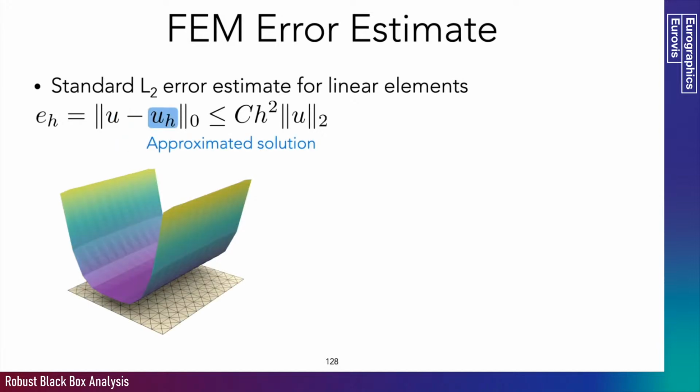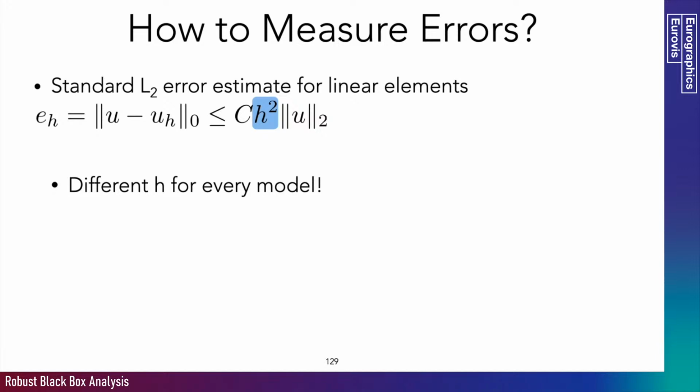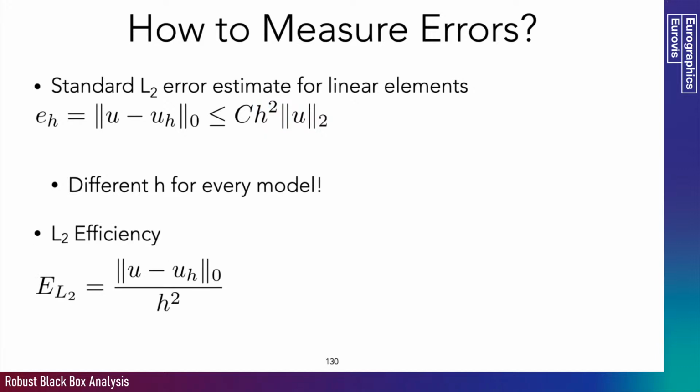This is our approximated solution, and the big problem here is that this estimate has an h squared in it. We'll have a different h for every model, since the models have different scale and different resolution. So if you just try to compare this error, it's not really comparable. So what we came up with is a different measure to remove that, something we call L2 efficiency. We take this L2 norm of the error and divide it by h squared. This gives us the constant C, which is what we were targeting. And I just want to point out that here, a small value is good.